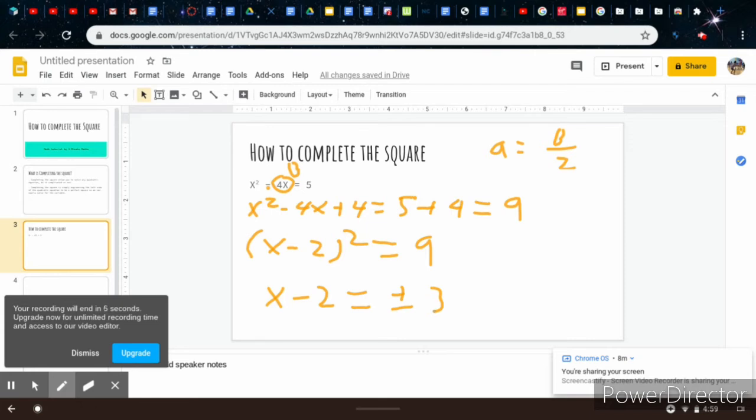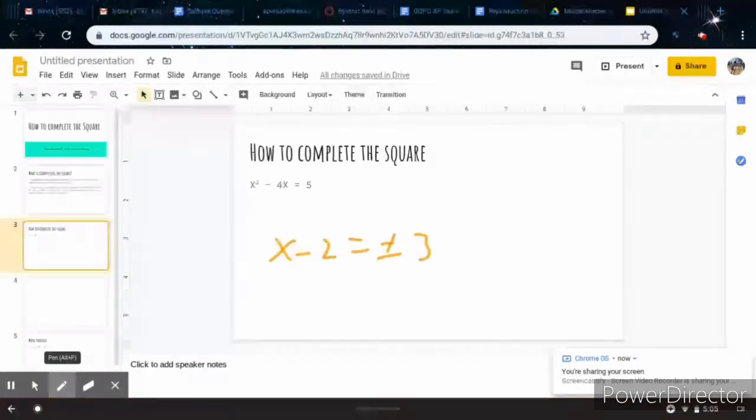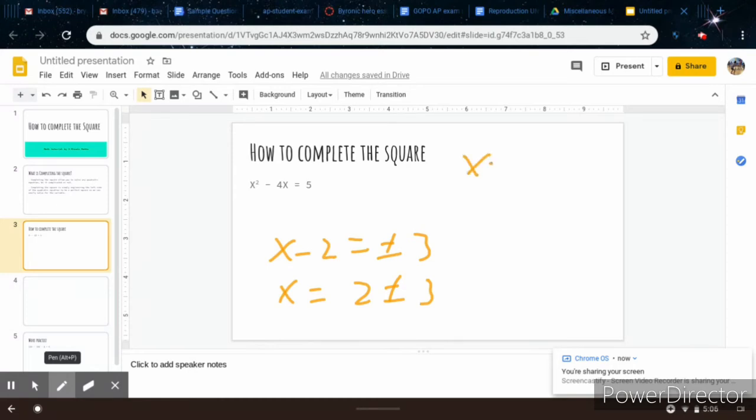So our answer will either be x. So unfortunately my recording was cut off. So what I was about to say was, we know x minus 2 equals plus minus 3. So we can just add 2 to both sides, x equals 2 plus or minus 3. So therefore x equals 5, because 5 is 2 plus 3, or x can equal 2 minus 3, which is -1. So that is for this problem.